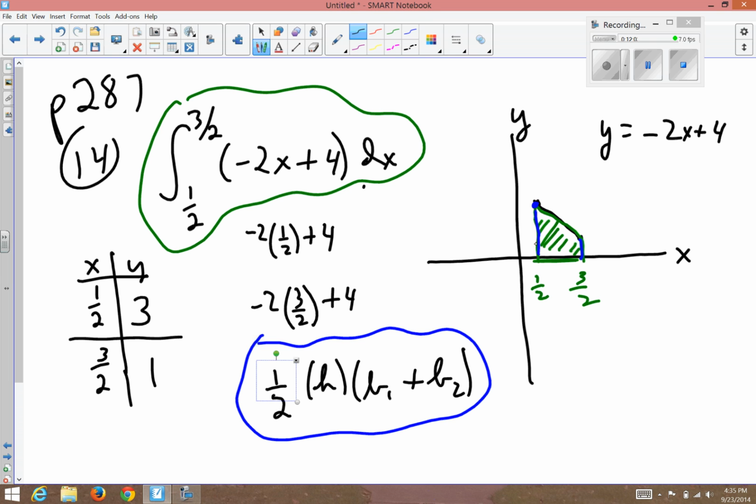This longer base is 3, this shorter base is 1. So here's B1 plus B2, base 1 plus base 2. The height, that's the distance between the bases. That's the distance between 1/2 and 3 halves, which is 1. And the 1/2 is part of the formula. The area of a trapezoid is 1/2 the height times base 1 plus base 2. So the answer to exercise 14 is 2.